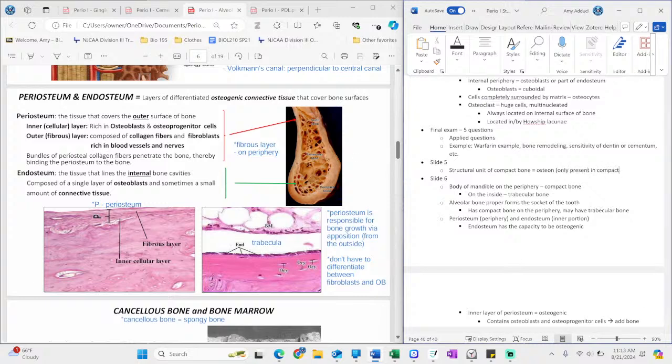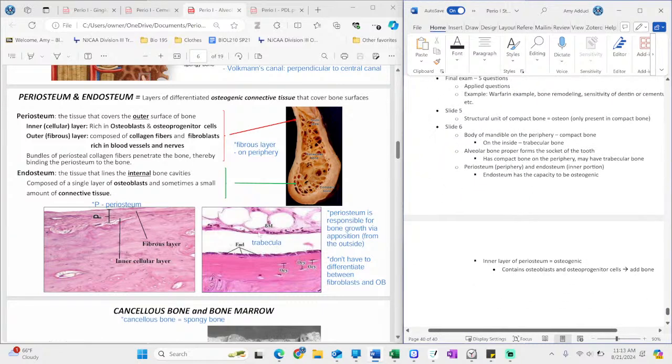This is the inside. Why can you say that this is the inside of the bone? What type of tissue is this? Adipose tissue. Adipose tissue is part of the bone marrow, therefore it is part of the inside of the bone. So this bone here is an example of trabecular bone. And these cells here are part of the endosteum, and some of these can be osteoblasts. Okay.